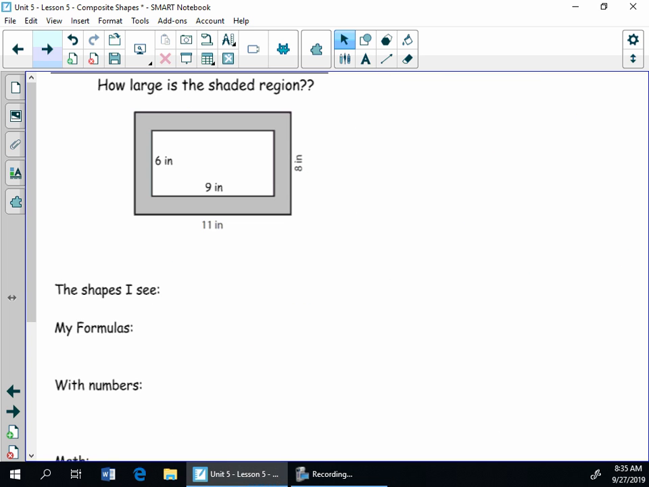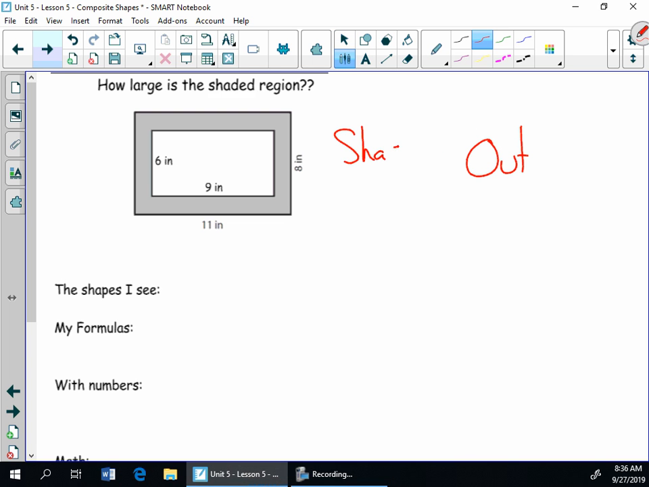All right, last one. I want to figure out how large the shaded region is. So when I look at this, I have to think about what is the shaded region. It's the space between the two rectangles. How do I find a shaded region? Always, always, always take your outside shape. Move that over a little bit. Shaded. Take your outside shape and subtract minus the inside shape.